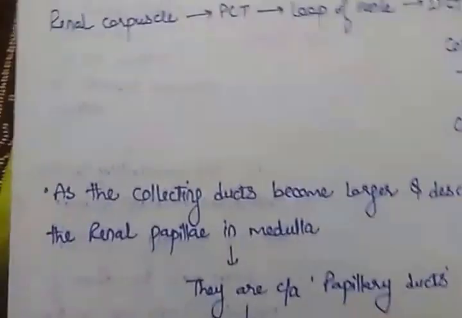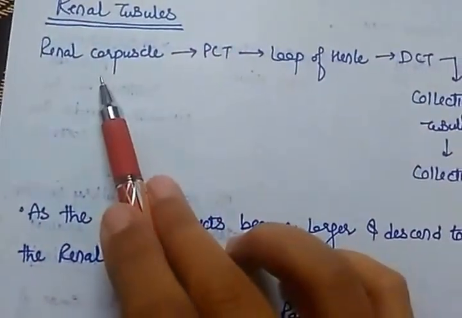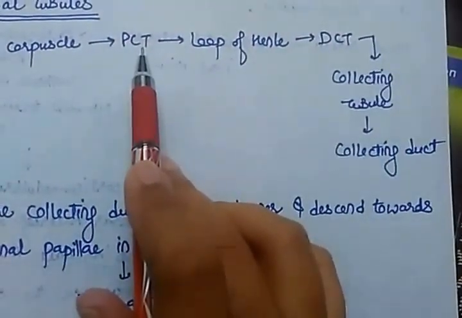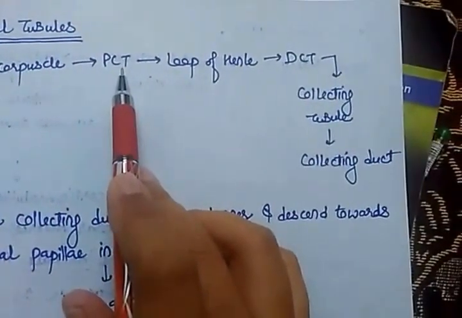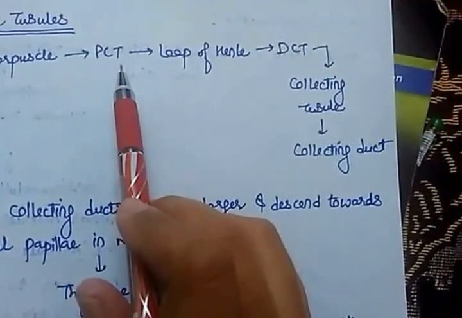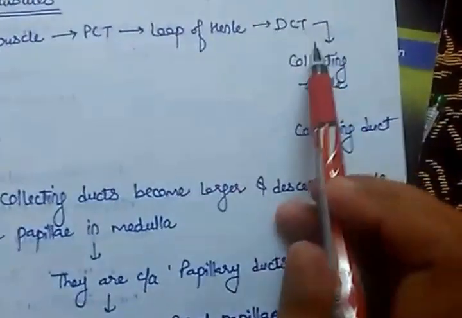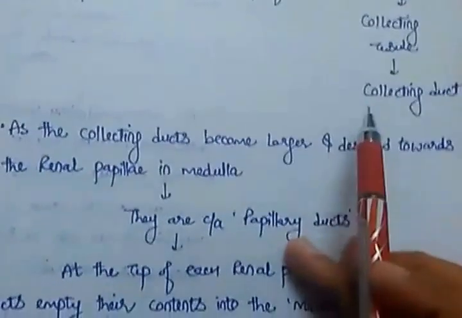Okay, after renal corpuscles comes the renal tubules. Basically, this filtrate goes from renal corpuscle to the proximal convoluted tubules, which are longer and more convoluted as compared to distal convoluted tubules. Here, from proximal convoluted tubule, filtrate goes to loop of Henle, then distal convoluted tubule, then collecting tubules, and finally collecting duct.